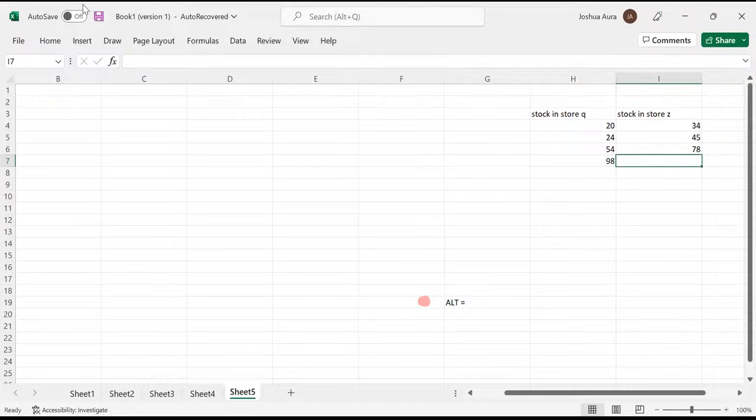Super Excel users will never use those things up there. Right? It's Control Z. Thank you so much. Control Z. So that was quite a good warm-up.